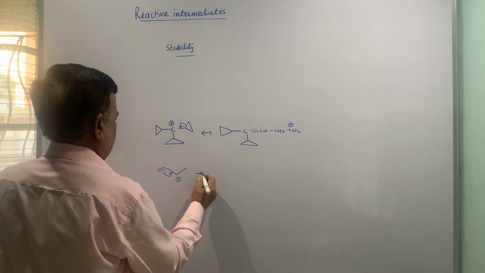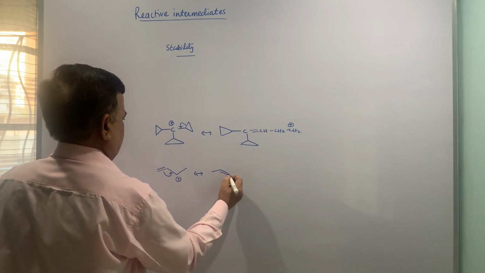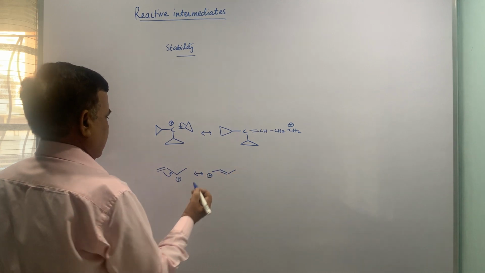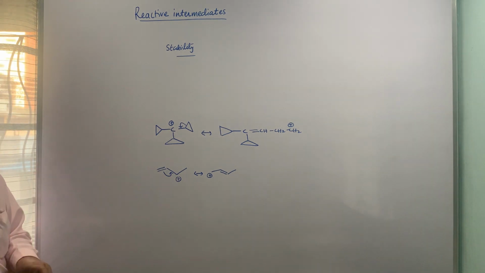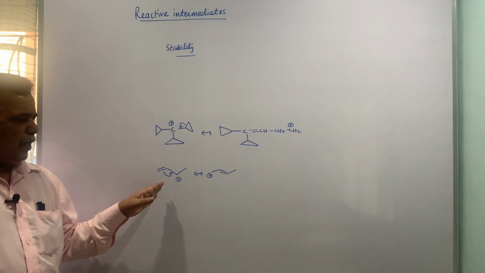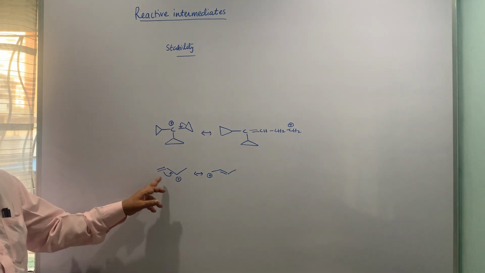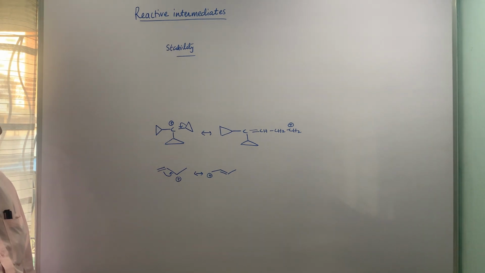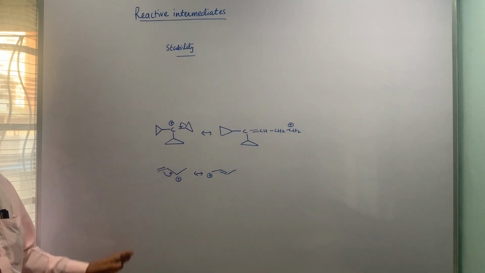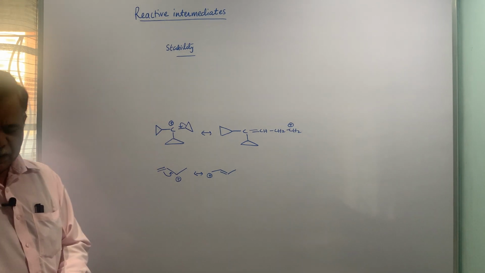Now here, this is another example wherein you can show the stabilization by virtue of the resonance effect, which is possible because the double bond can participate, and that is how the stability is there.